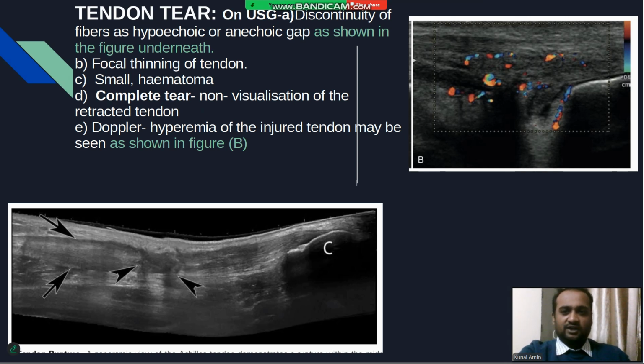Now we see a case of tendon tear. On ultrasound, discontinuity of the fibers as hypoechoic or anechoic gaps are seen, which is shown in the figure underneath. There can be also focal thinning of the tendon. There can be also a small hematoma present. In complete tear, there is non-visualization of the retracted tendon. And on Doppler, there is hyperemia of the injured tendon as seen in figure B.